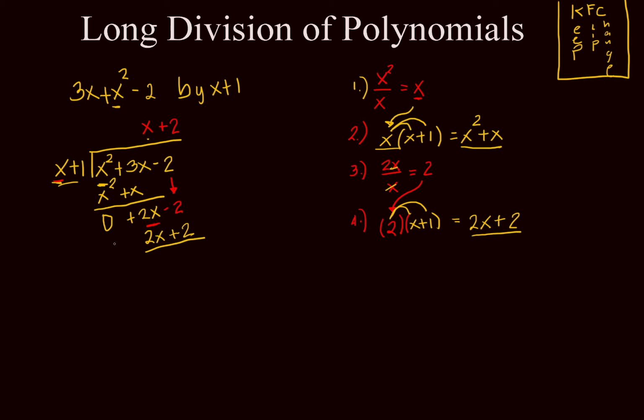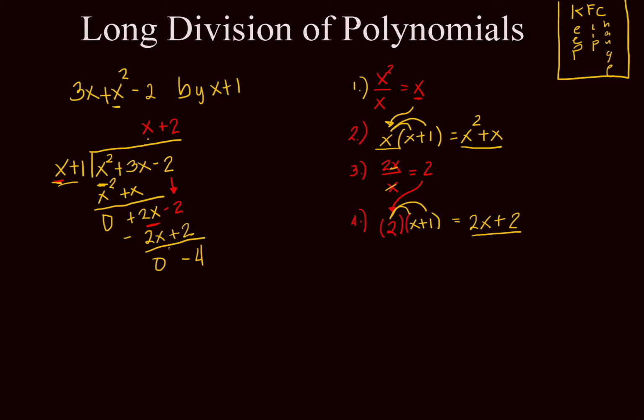And then we subtract again. So 2x minus 2x will just give us a 0. And if you have negative 2 minus positive 2, we keep, we flip it, and then we change it, and that becomes negative 2 minus positive 2, and that will just give us an answer of negative 4.